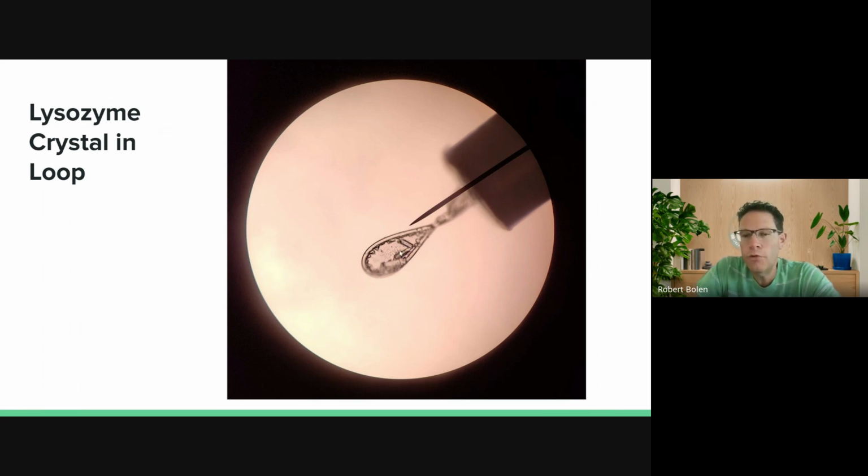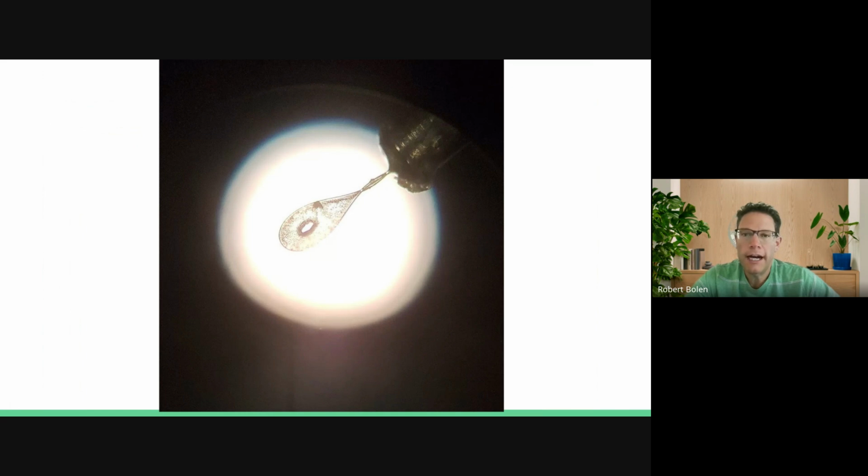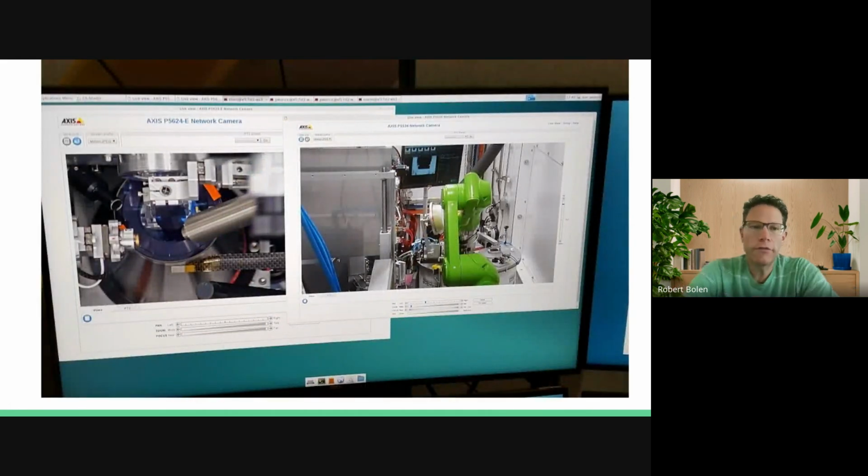And it's in that loop that we want to shoot it with the X-rays so that we can get the exact structure of the protein. And so here's another picture of the same thing under a light microscope of a lysozyme crystal. And the idea is that we get those crystals in that loop mounted on the structure called a goniometer, right?